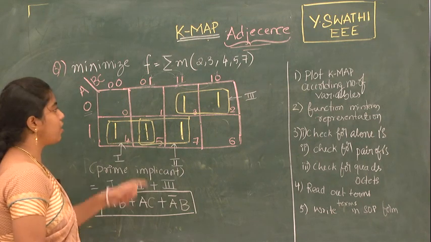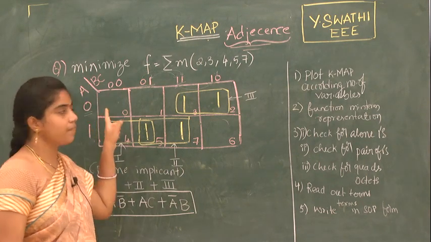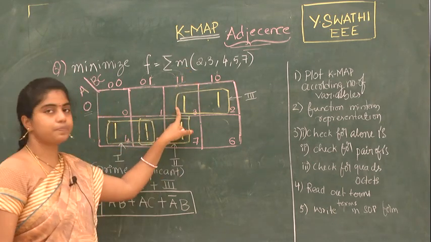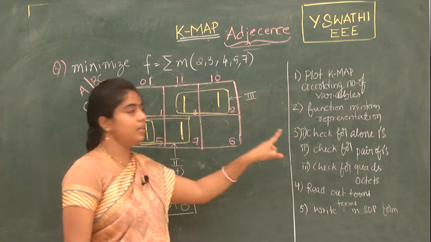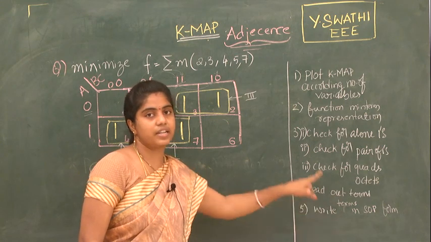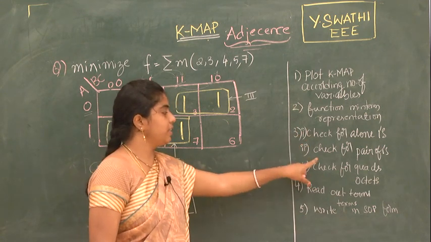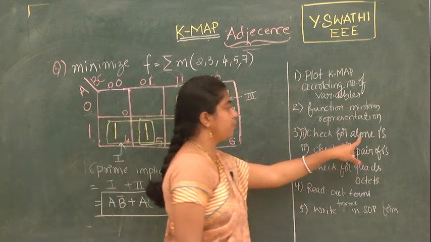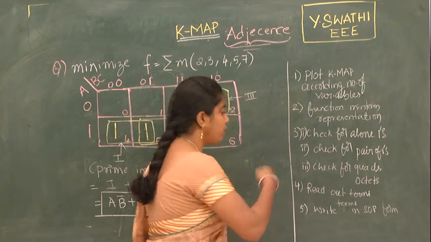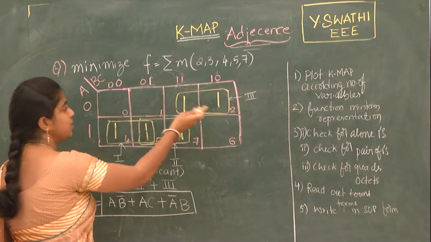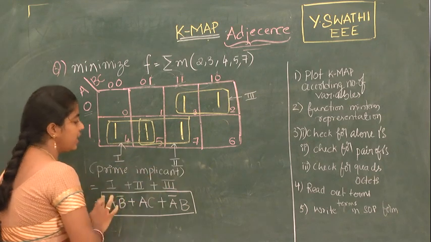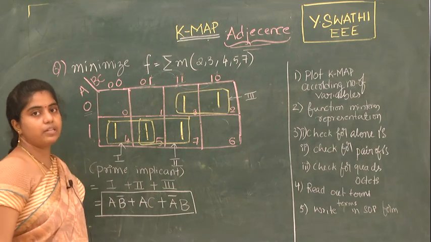What we have done is plot the K-map according to the number of variables and represent the minterms present in the function with ones. And we check for alone ones, pairs of ones, and the quads and octets. In this way, we should first check for alone ones, then pairs, and then quads and octets. After that, we should read out the terms from each group and write them in SOP form.